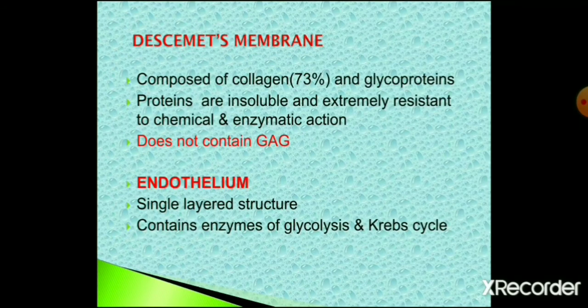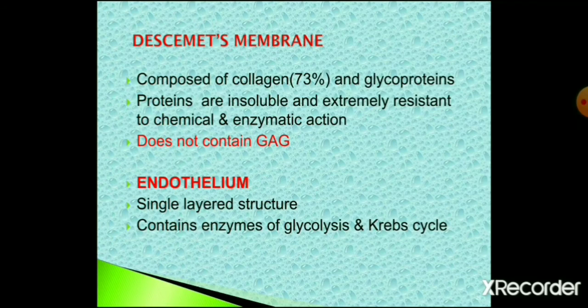Next is the Descemet's membrane, composed of collagen 73% and the glycoprotein. Proteins are insoluble and extremely resistant to chemical and enzymatic action. It does not contain glycosaminoglycan. So here in the Descemet's membrane, it doesn't contain glycosaminoglycan. It mainly consists of collagen and glycoproteins. They are insoluble and extremely resistant to chemical and enzymatic actions.